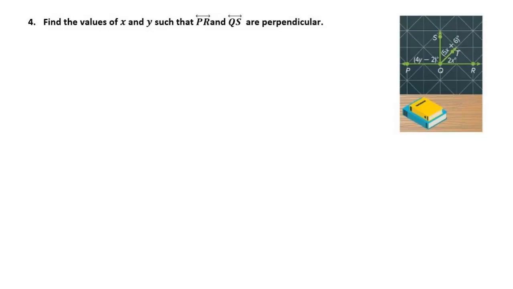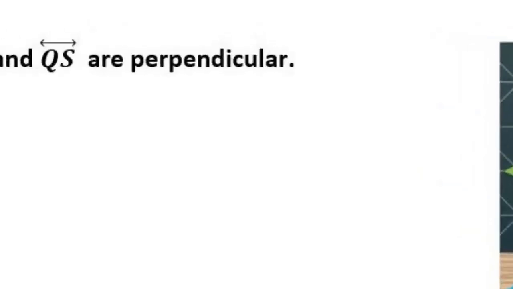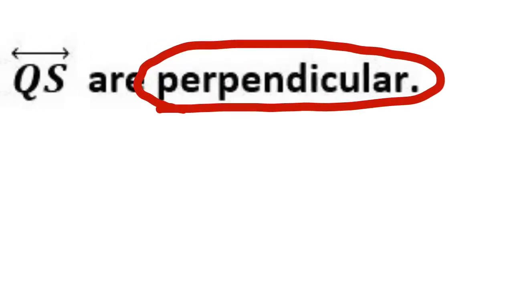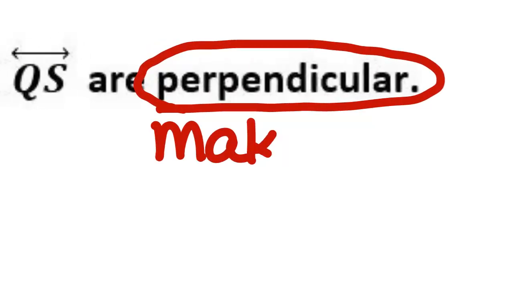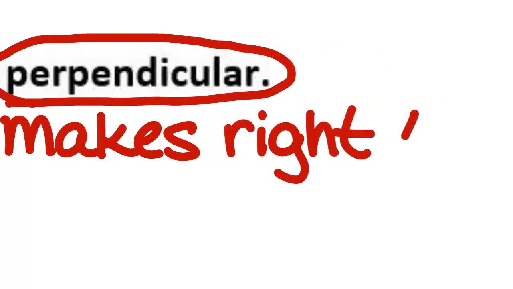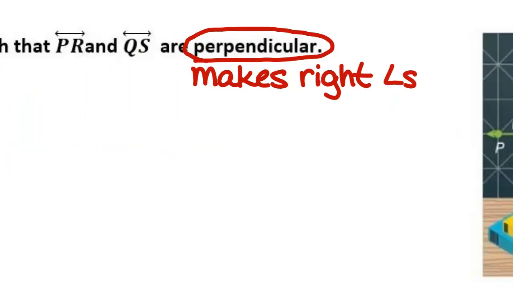Picking up on problem number 4, find the values of x and y such that line PR and line QS are perpendicular. When you see the word perpendicular, what does it mean? What does the word perpendicular mean? It means makes right angles. When two lines are perpendicular, where they cross makes 4 right angles.